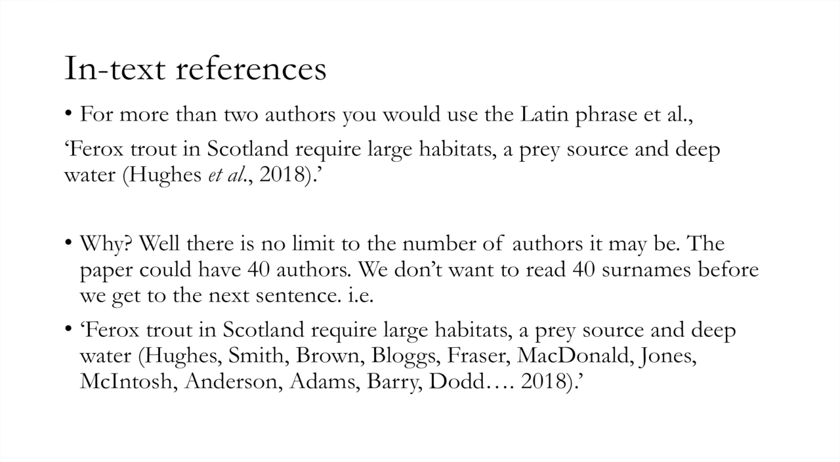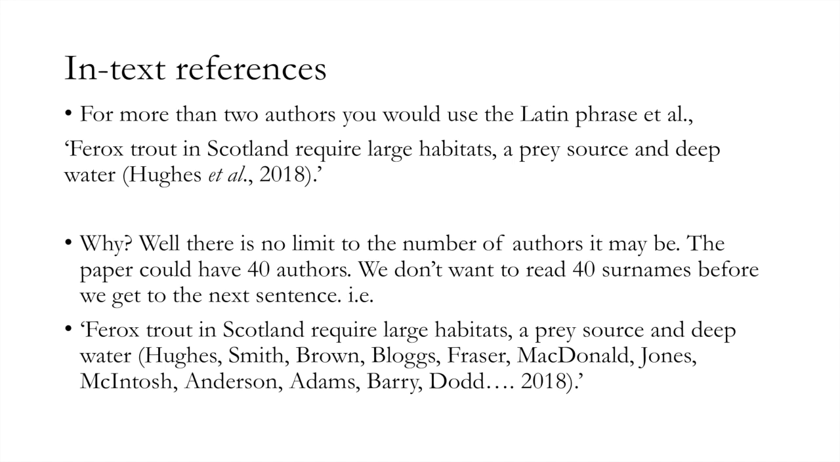There is a third example. For more than two authors, we're going to use this Latin phrase et al, which means and others. Okay, it's Latin for and others. So why do we do that? Well, say there was Hughes, Smith and Brown at the top here. So there's three people who wrote this article. We'd only use the surname of the first author, the senior author, the name that comes first when you look at the author list of your paper. And then we'd put et al. 2018. Okay, so we don't put everyone else's surname.